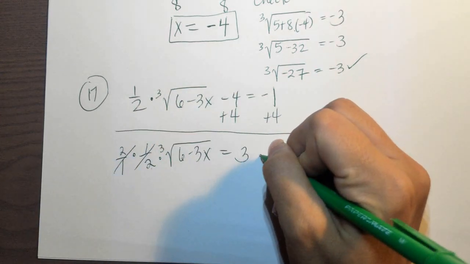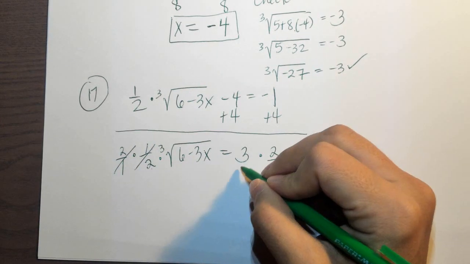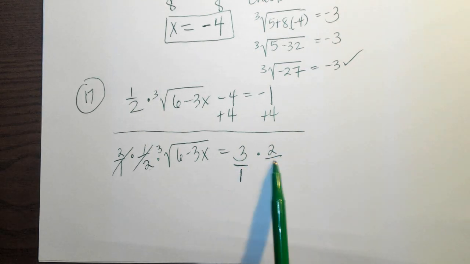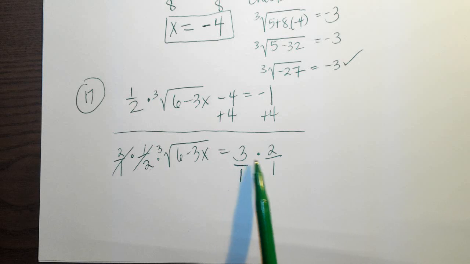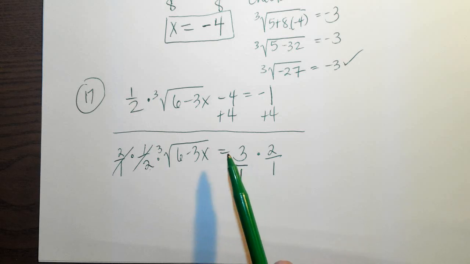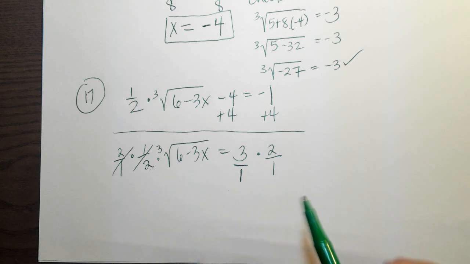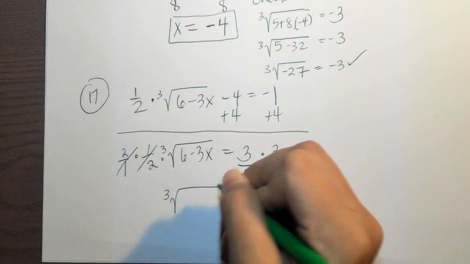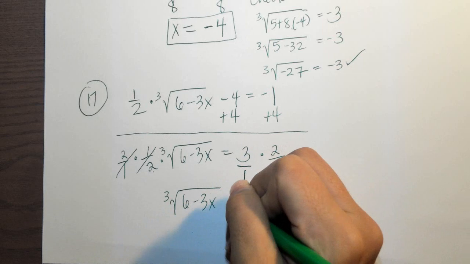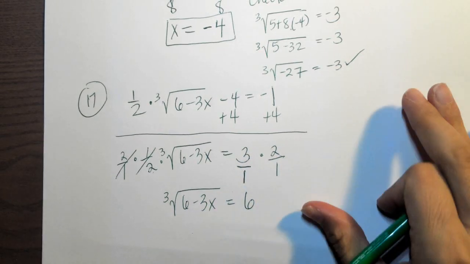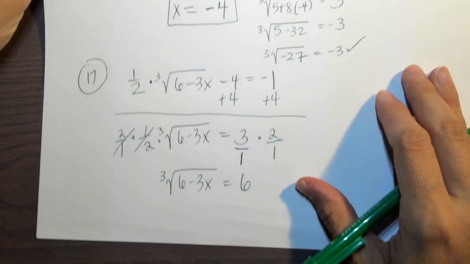But what I do to one side, I do to the other, and I'm going to write this 3 as 3 over 1 just to make sure I align everything. Because when you're multiplying fractions, you multiply the top with the top and the bottom with the bottom. So on the left side, I have the cube root of 6 minus 3x, and then 3 times 2 is 6. 6 over 1 is still 6, so it looks a little bit neater.